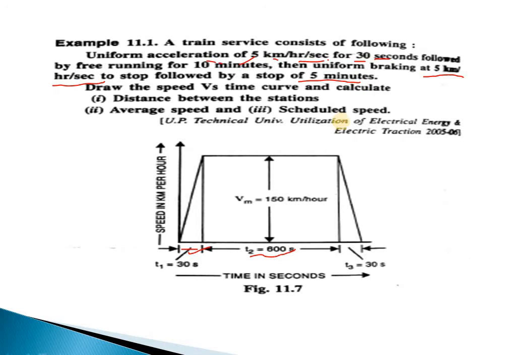Now we will draw the speed-time curve. Definitely 30 seconds is the acceleration time at 5 km per hour per second, then free running for 600 seconds, and then for 30 seconds, this part we have to calculate: how much time is required for braking. Now from the known values we have to calculate the unknown quantities: first the distance between the stations, second the average speed, and third the schedule speed.